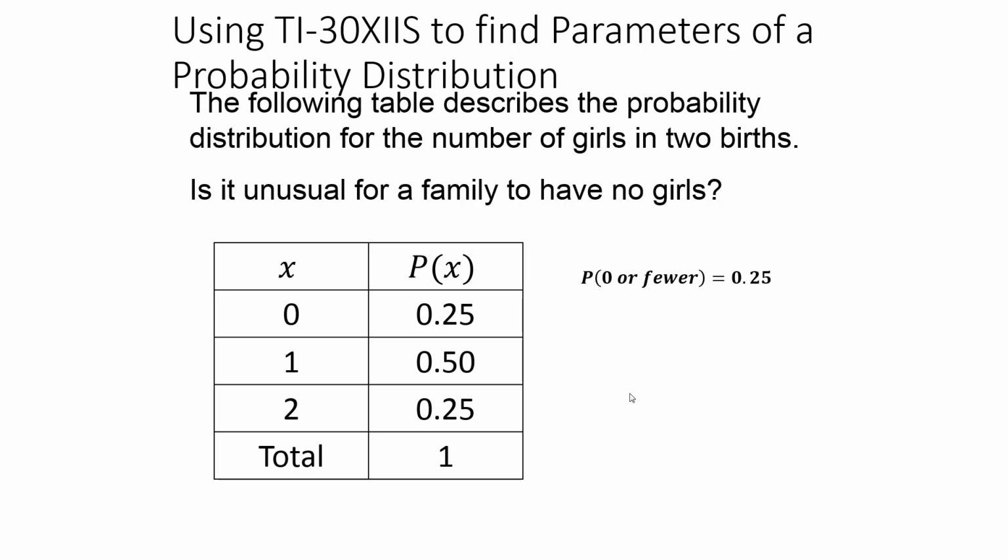So when we're looking for unusual values, we always have to consider, would that value or something more extreme be likely to happen or not? So anyway, on this chart, the probability of 0 or fewer is only the probability of 0 in this case. So the probability is 0.25. So is it unusual to have no girls? Remember, it's only unusual if we have 0.05 or less. So you compare 0.25 to 0.05 and you say, well, 0.25 is greater than that. So no, it's not unusual to have 0 girls.